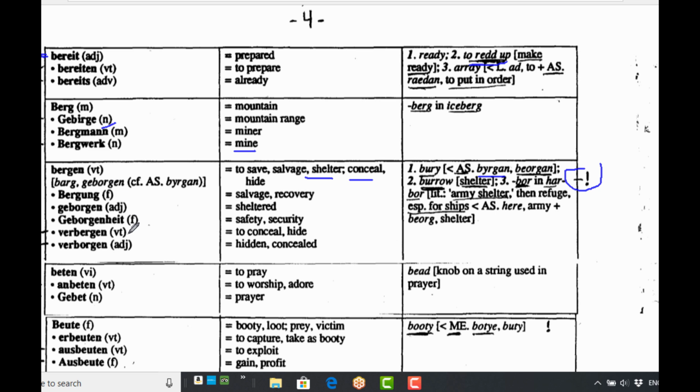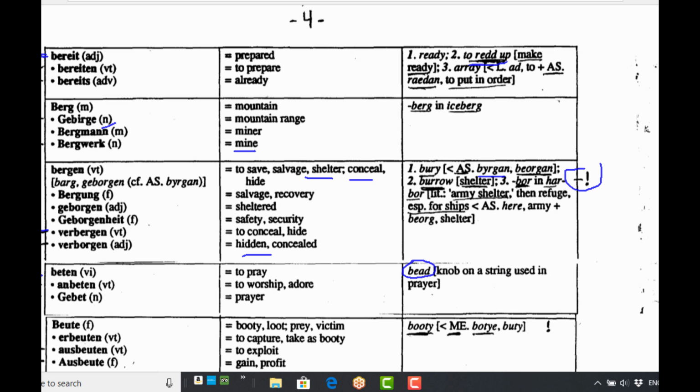So then the words here, verbergen, to conceal, is one verb that is related to that, and verborgen, which is hidden. Okay, then beten, to pray, related to bead. I'm not sure if this actually comes from the infinitive to bead, but it might. We were discussing earlier, I'm not sure what the direct connection is, but for remembering it, it's very useful to think of Catholic prayer beads. So anbeten is to worship, to adore, and then das Gebet is the prayer.